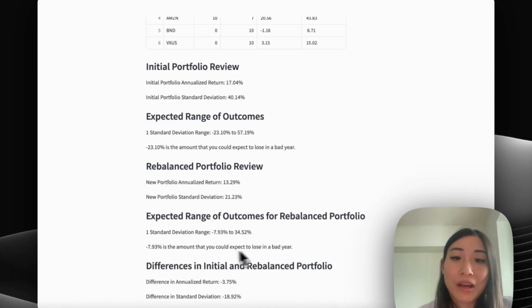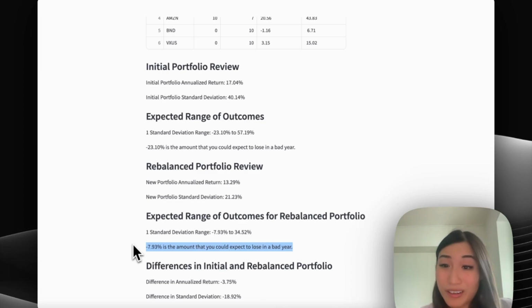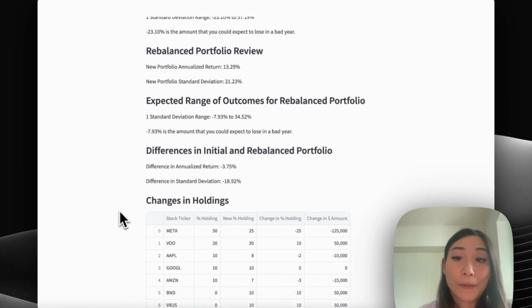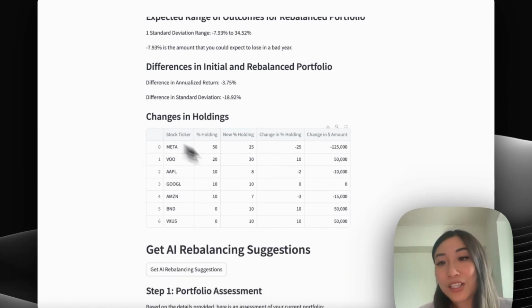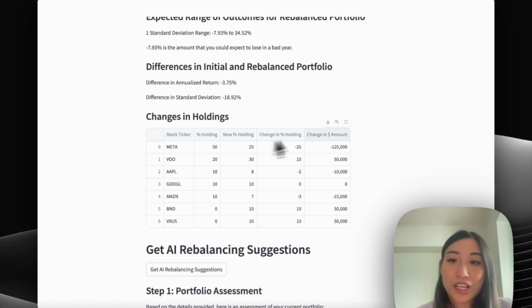And so when you have this rebalanced portfolio, the amount that you would lose within one standard deviation in a bad year is more around 8% than the 23% that you were seeing before. And you can just take these numbers here and then execute on the changes. So the math has already been done for you.